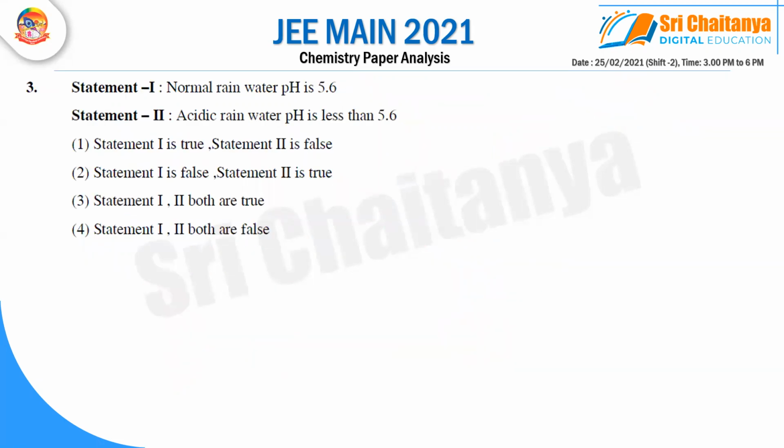Next, we have two statements. Normal rainwater has a pH of 5.6. Yes, we can take this to be correct because it varies from 5 to 5.5, around something like that. Now acidic water, the pH will be less than that, right? Because if you are having oxides of sulfur dissolved in rainwater, the water turns acidic and pH is less than 5.5 or 5.6. So both the statements are correct, and we have 3 as an answer.